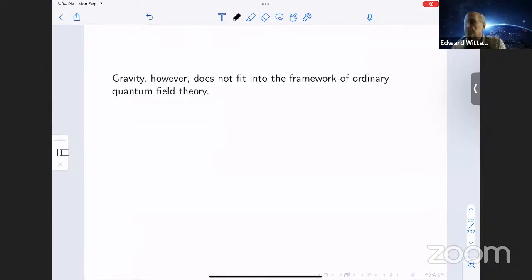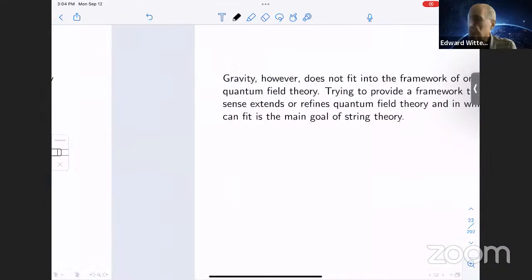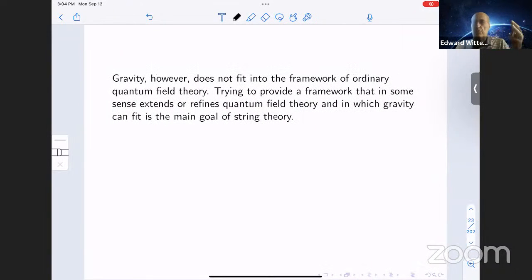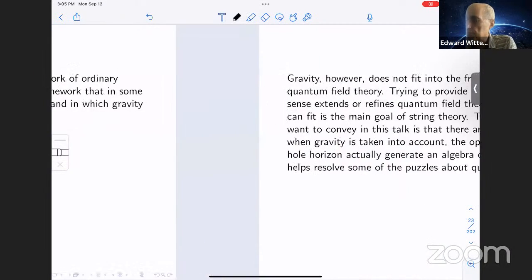However, gravity doesn't fit into the framework of ordinary quantum field theory. In gravity, you can't talk about a definite region of space because you don't know what space is a priori. Space is fluctuating quantum mechanically. So you don't know what the whole space-time is. You can't choose a region of space independent of what the geometry is, and the geometry is fluctuating quantum mechanically. So trying to provide a framework that in some sense extends or refines quantum field theory and in which gravity can fit is the main goal in string theory.